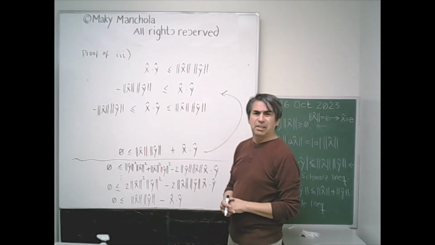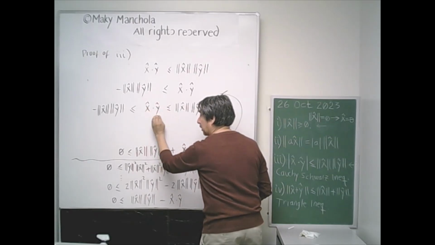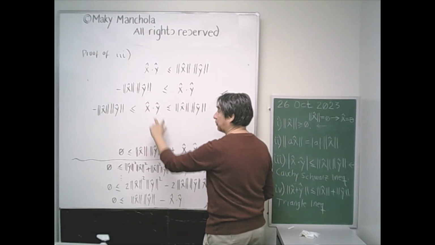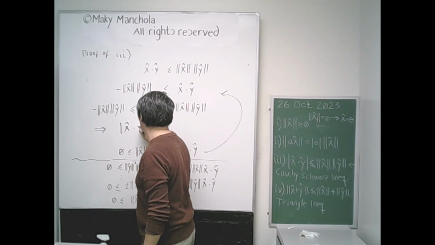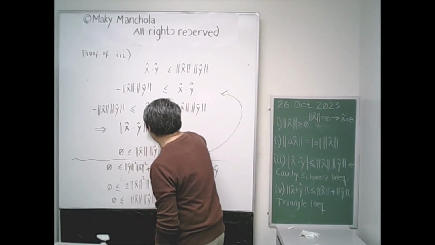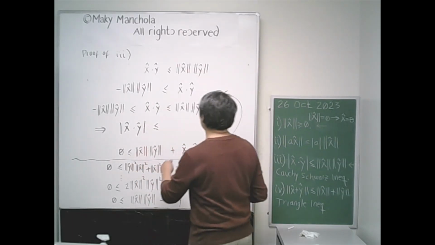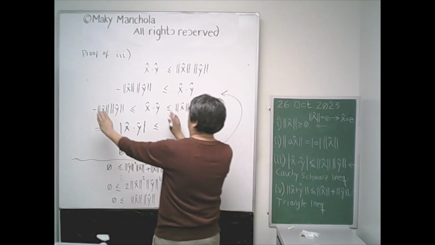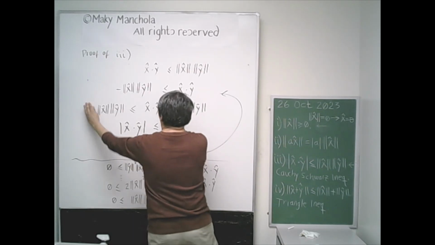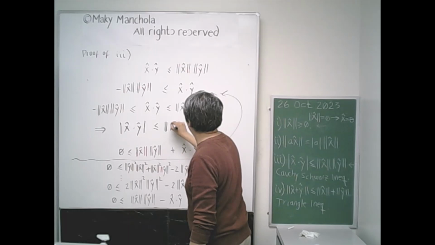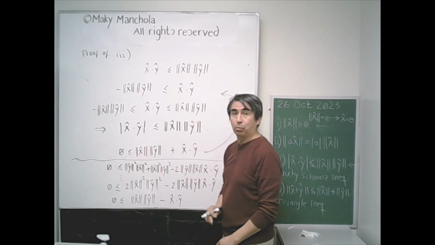What is this saying? This is saying that if you take the absolute value of this expression, remember this is some real number, if you take the absolute value of that real number, the absolute value of that real number is going to be less than or equal to the norm of x hat multiplied by the norm of y hat. And that was what we wanted to prove.